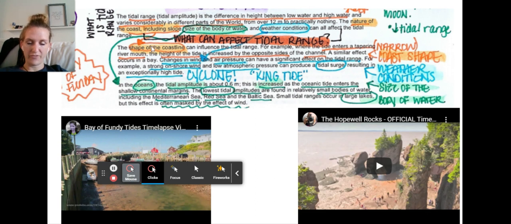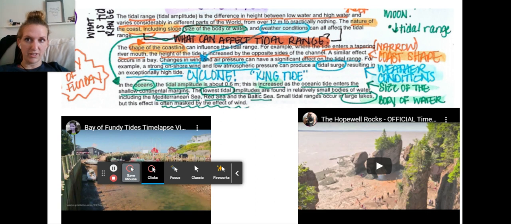All right, so what can affect it? The shape of the coastline. When a tide enters a narrowing river mouth, or the Bay of Fundy, I wrote it over here, the height of the tide is increased. It's really big, just because it has a small, narrow passageway to go through.